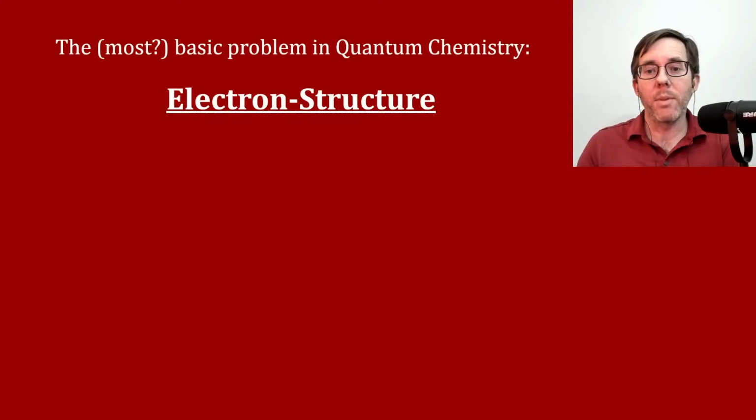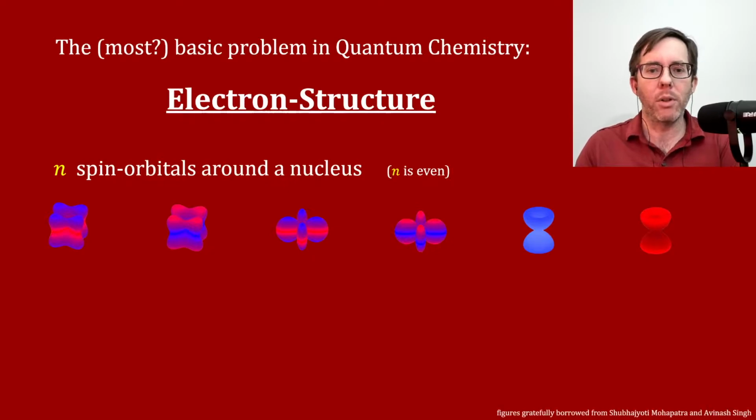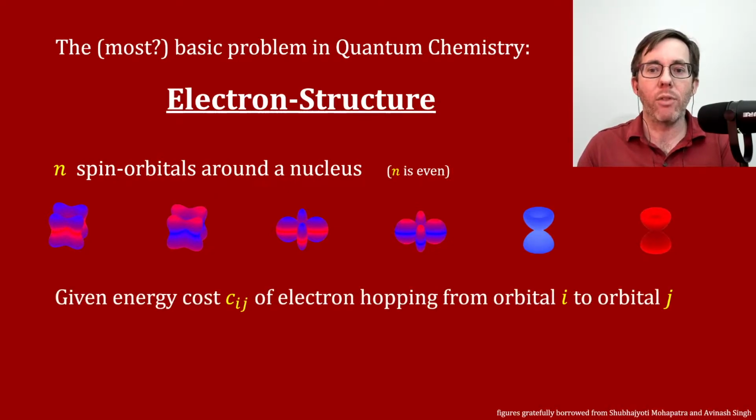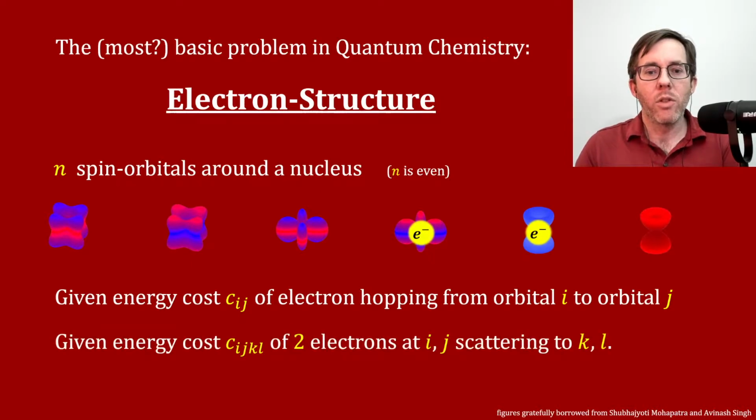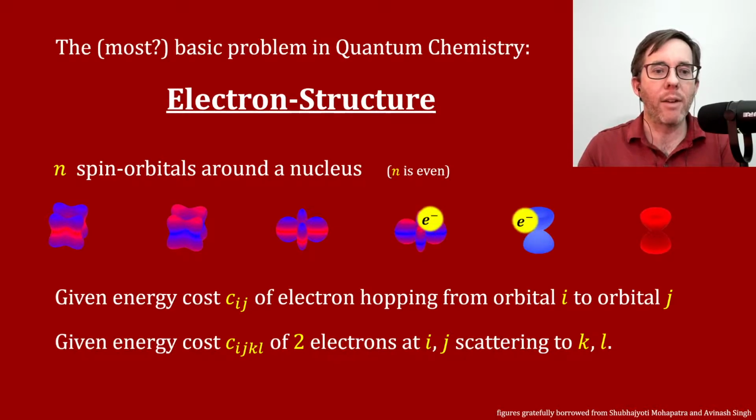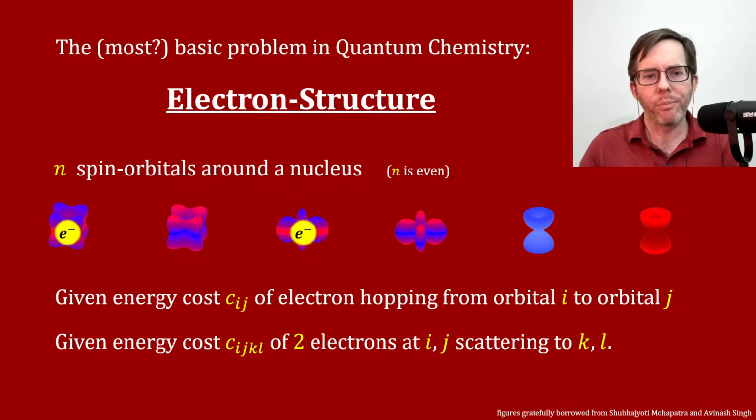I'll start with what is sometimes considered the most basic problem of importance in quantum chemistry, that of electron structure. Let's say we're modeling a molecule with some electrons that can be in n different spin orbitals. There may be some energy cost, C sub ij, for an electron hopping from orbital i to orbital j. But things don't get very interesting until you model interactions between two electrons. So we also assume that there's an energy cost, C sub ijkl, for two electrons at orbitals i and j scattering and ending up at k and l.